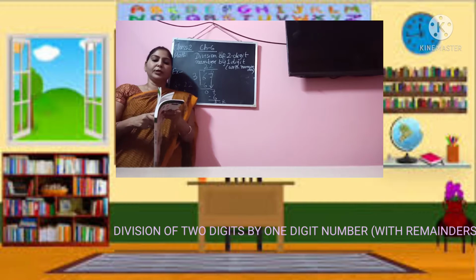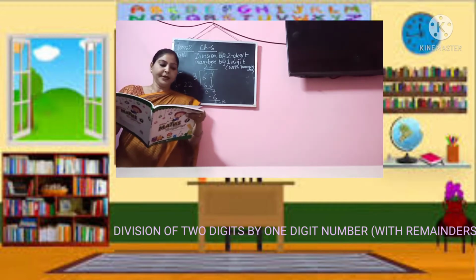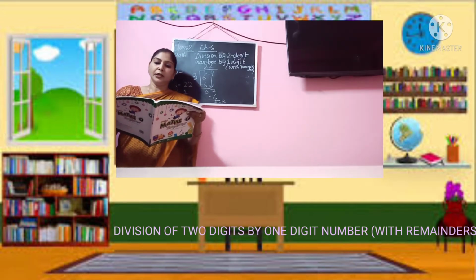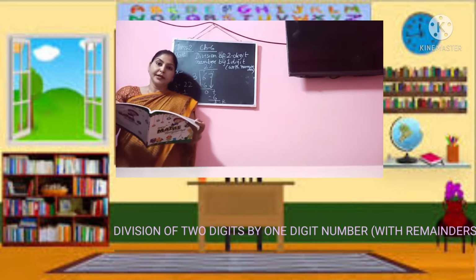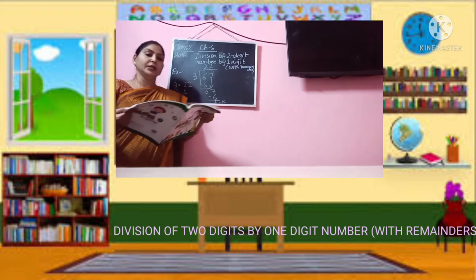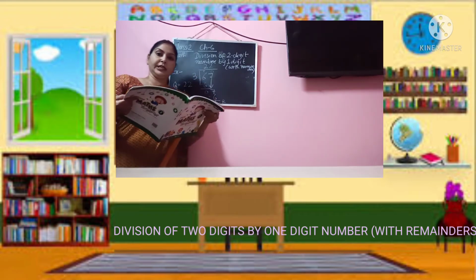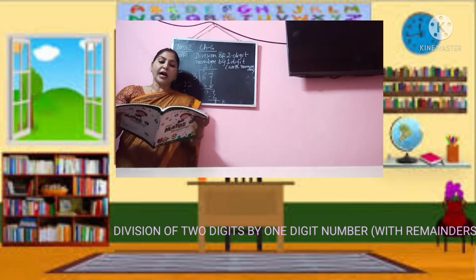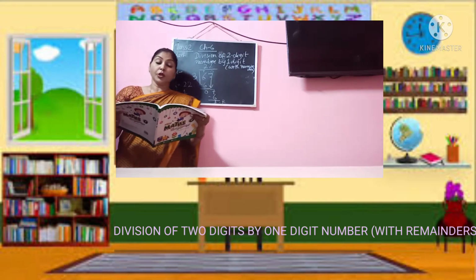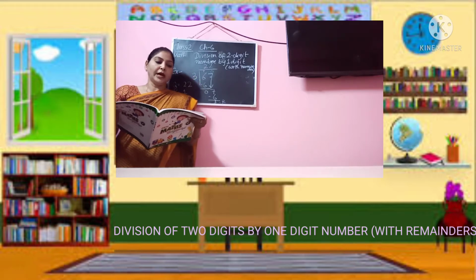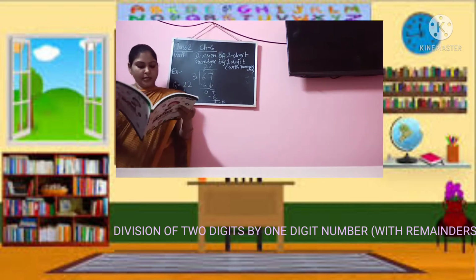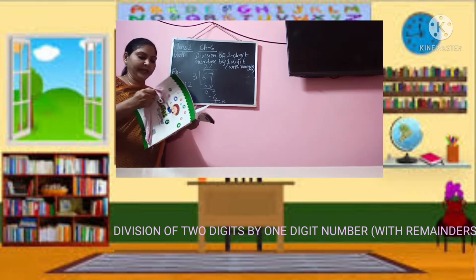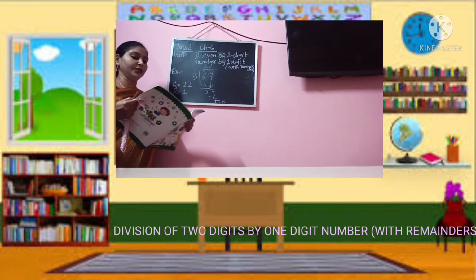Now, coming to the next topic. The next topic is, again on page number 98 you have one similar type of sums, that is division of 2-digit number by 1-digit number with remainder. Alright, so you have to do that also. Page number 96, 97 and 98. So do these 3 pages.